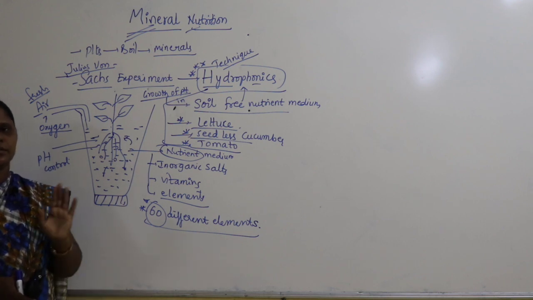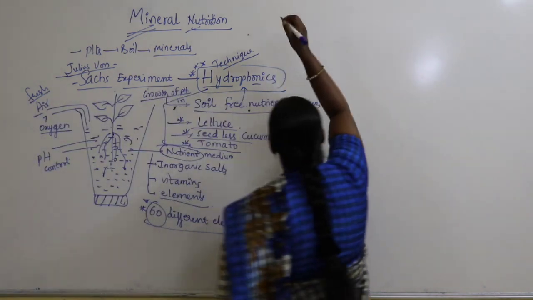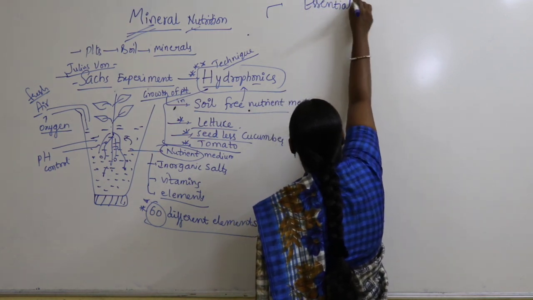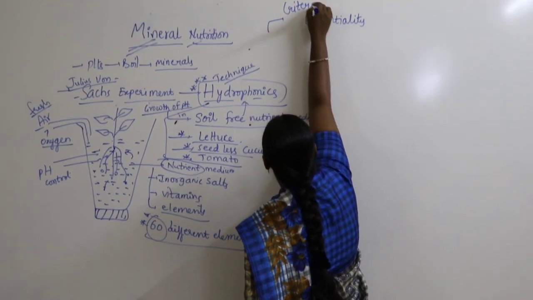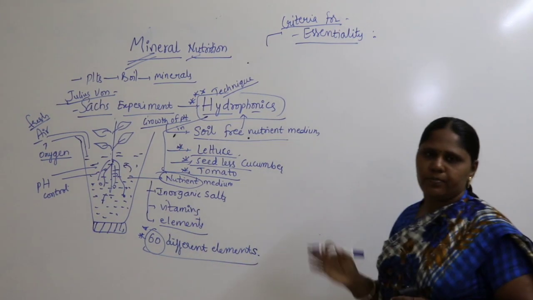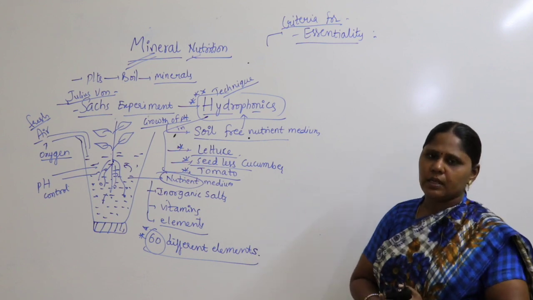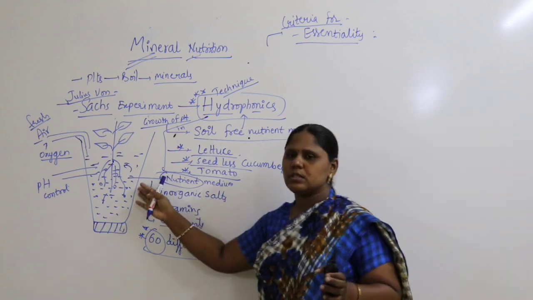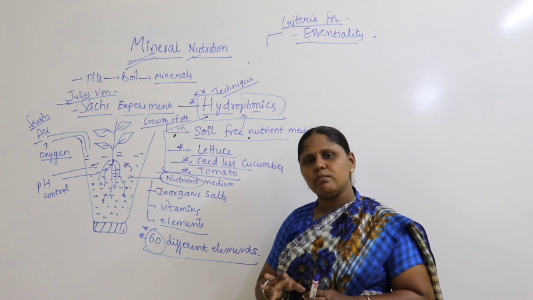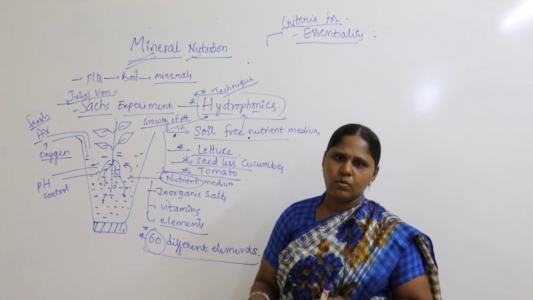Now, here if you look at the criteria for essentiality: how do you say the element is essential or not? Soil has thousands and millions of elements. Among all elements, which element is essential for the plant? How do we come to know? So, to know whether an element is essential or not, certain criteria are taken into consideration.